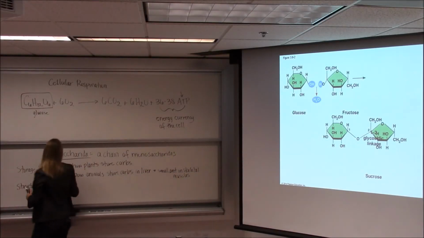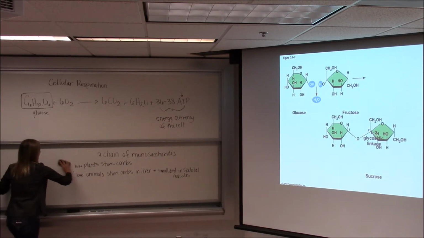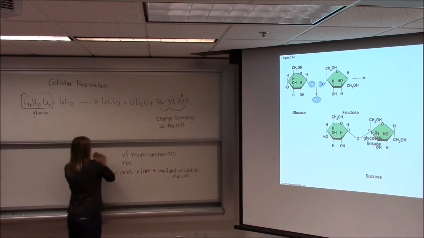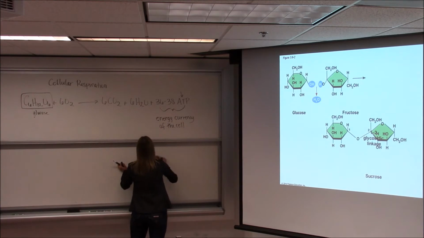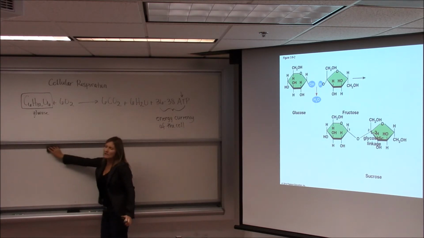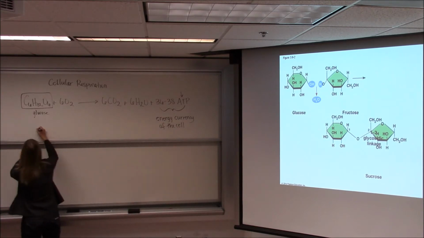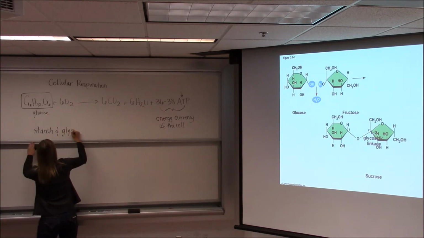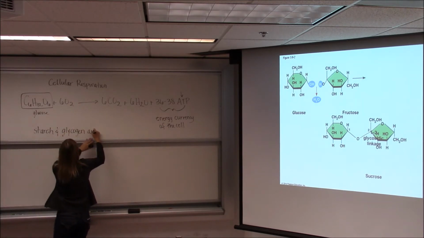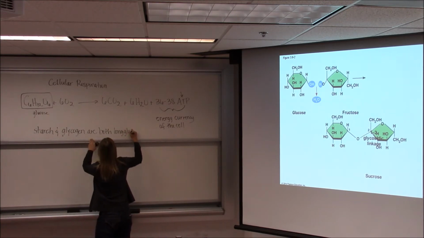About starch first, and then we'll talk about glycogen and cellulose. So we eat starch, but we're going to store excess as glycogen. They're both really just a chain of glucose. Okay, so both starch and glycogen are both long glucose chains.